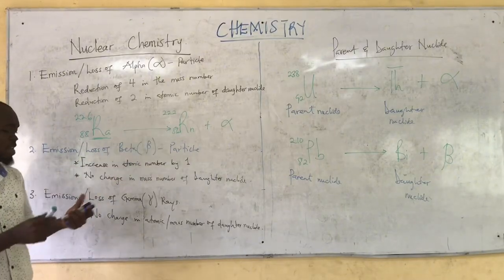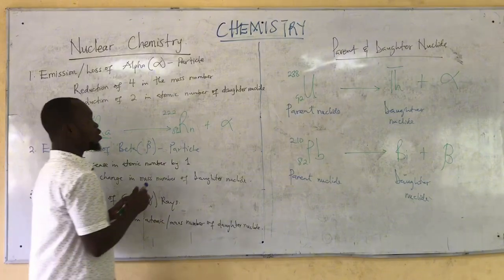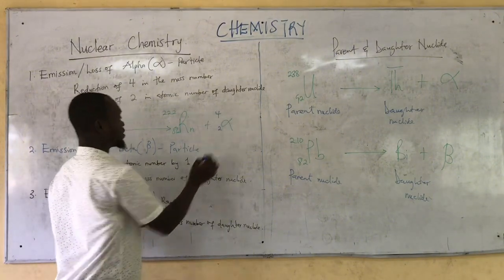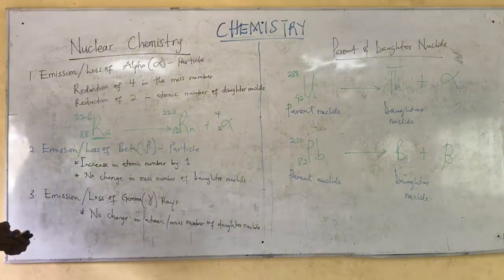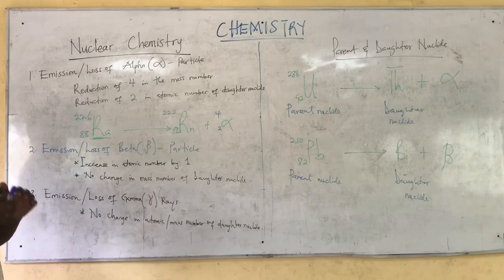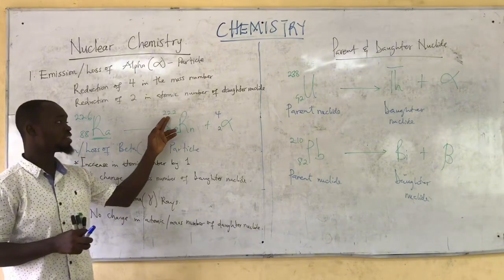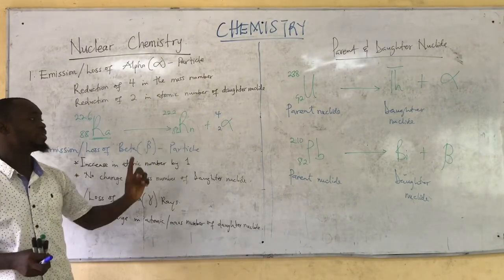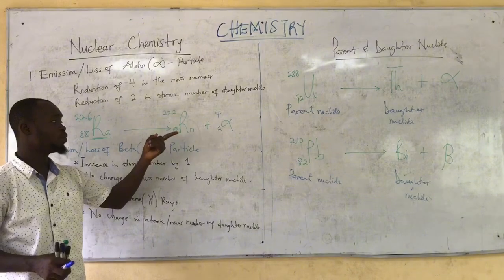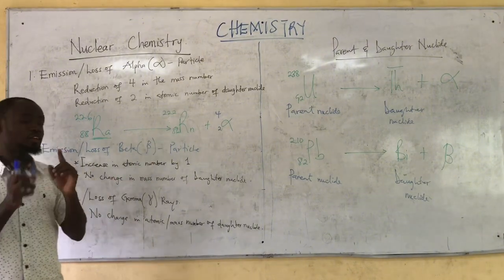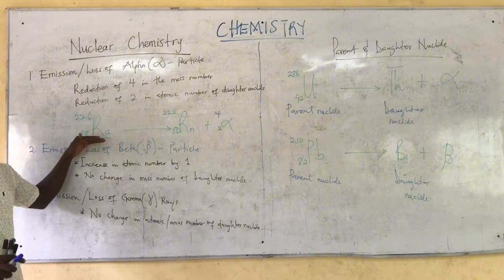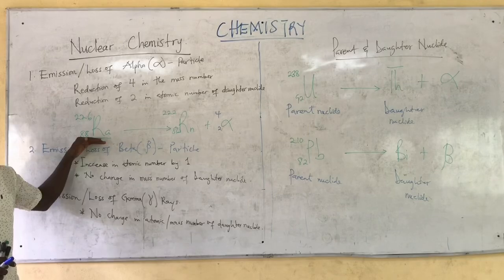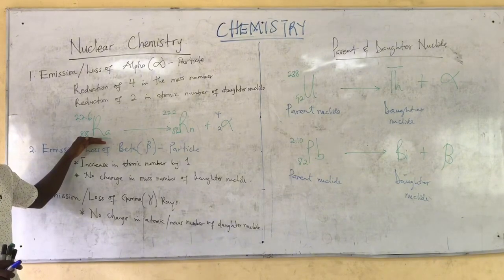Once this happens, it means that there's an emission of an alpha particle. So an alpha particle leads to the reduction of 4 in the mass number of the daughter nuclide and a reduction of 2 in the proton number of the daughter nuclide compared to that of the parent nuclide. Is that okay? That is an alpha emission.